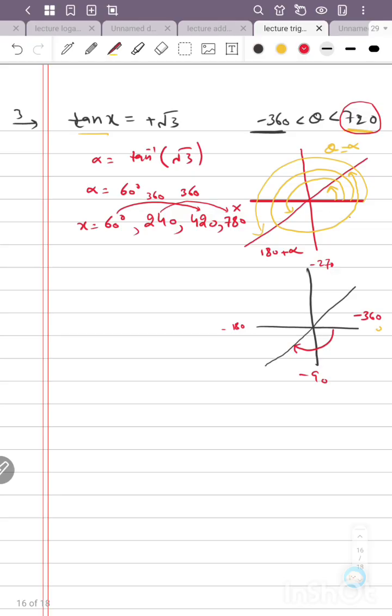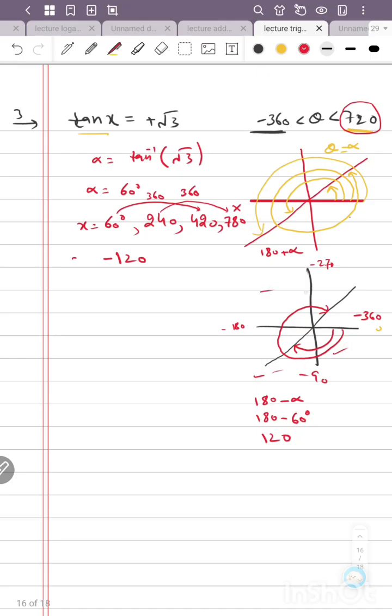So our first answer is for the second quadrant. For the second quadrant we know that it is 180 minus alpha. 180 minus alpha, with alpha 60 degrees, gives the answer 120. But this is not positive 120, this is minus 120. Why negative? Because we have to move in the clockwise direction.